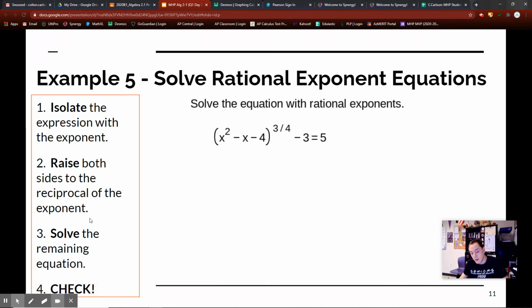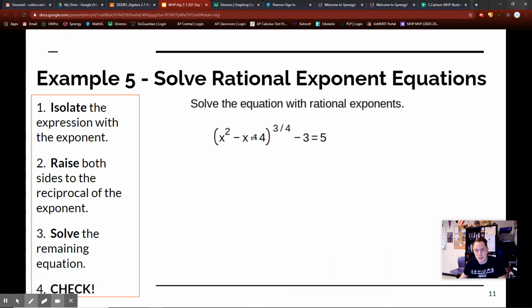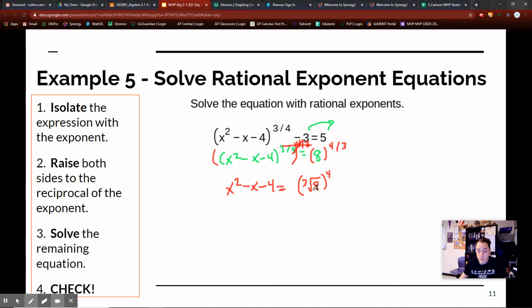I have this example and then an application question, and then we'll be done. This one looks a little bit scarier because it has the x squared minus x minus 4, but it's really not. You just add the 3 over. So I have x squared minus x minus 4, to the 3/4 power, equals, add the 3 over, 8. So now I'm going to take this whole thing to the 4/3 power. Same thing here, 4/3 power. The 4's and the 3's go poofy, so I'm left with x squared minus x minus 4. No rational exponent involved. So this right here is the cube root of 8 and then to the 4th power.